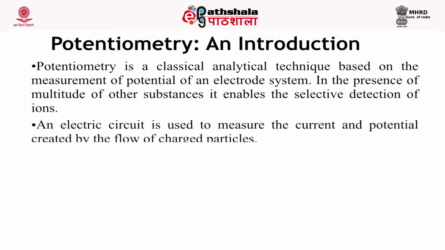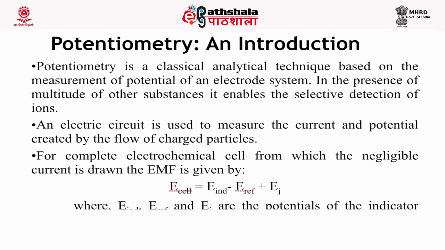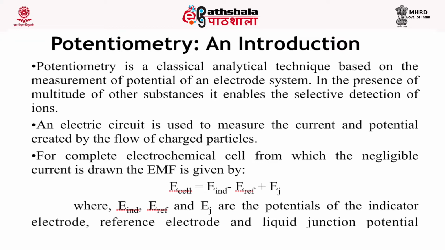An electric circuit is used to measure the current and potential created by the flow of charged particles. For a complete electrochemical cell from which negligible current is drawn, the EMF is given by E cell equals E indicator minus E reference plus EJ. E indicator, E reference, and EJ are the potential of the indicator electrode, reference electrode, and liquid junction potential respectively.